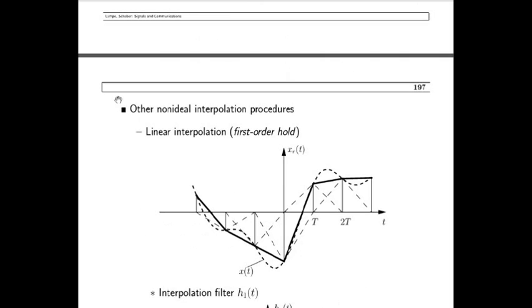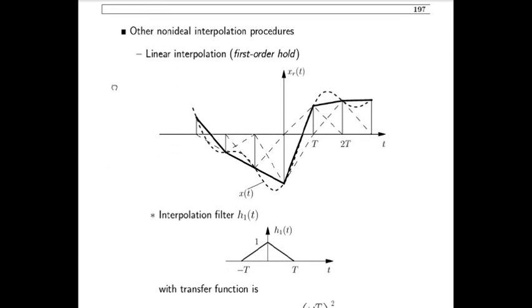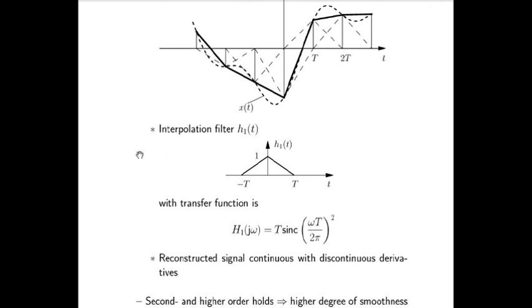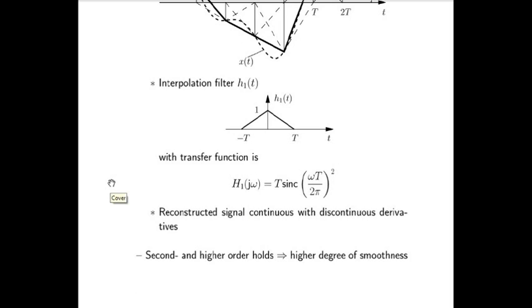Another non-ideal interpolation procedure is linear interpolation, the first order hold interpolation. The reconstructed signal Xr(t) looks like this in this case, where the dotted signal represents the original signal x of t. The first order interpolation filter has the following impulse response curve, and its transfer function or frequency response is this. I'm not going into detail on this interpolation method, I'm just telling you about it.